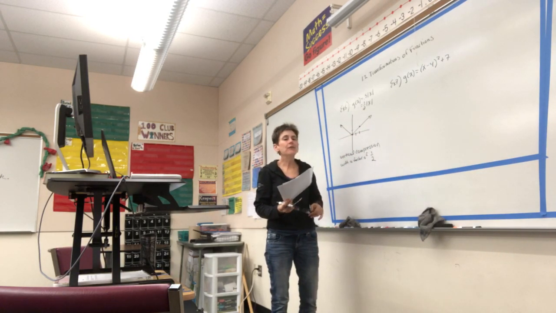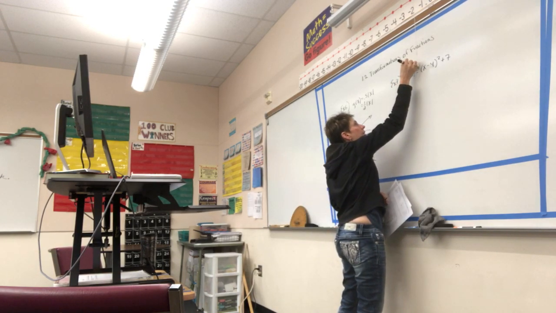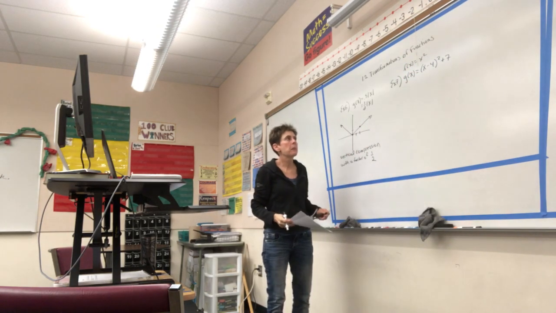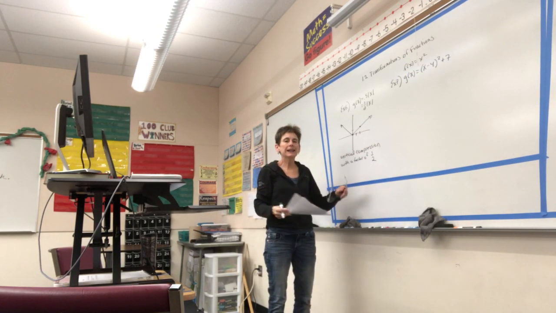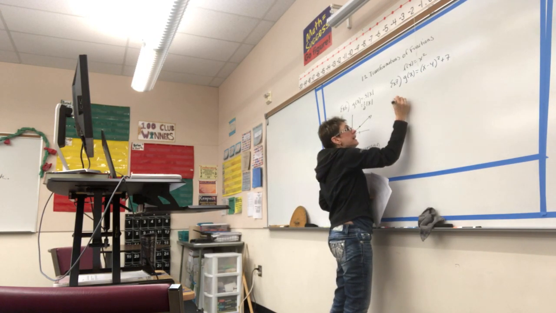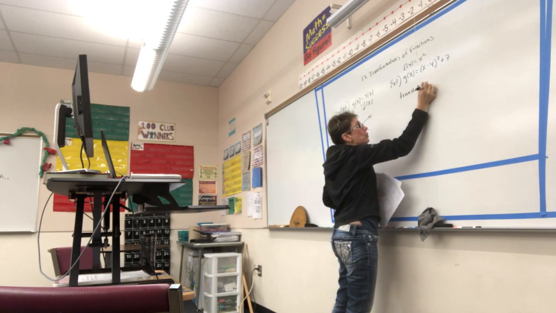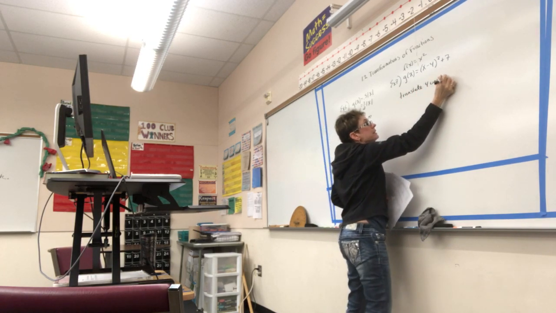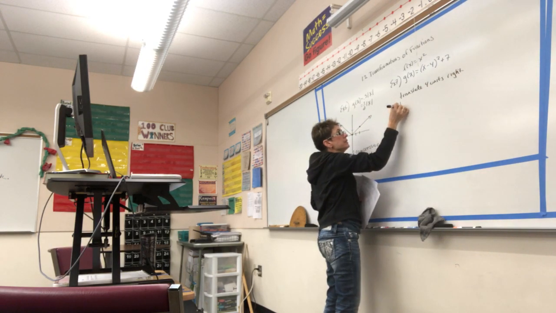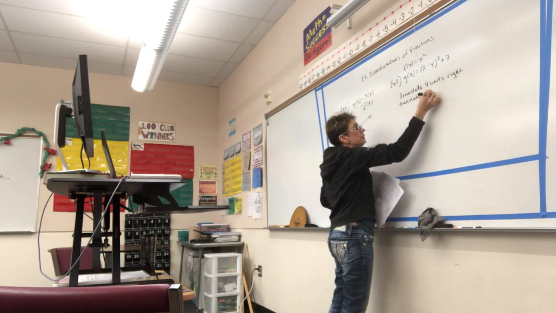So what have we done to the parent function, which we can call f of x equals x squared, to get g of x? If we look back to the general rules that we wrote down, we can see that the 4 next to the x is going to translate the function 4 units right. And then the 7 on its own is going to translate 7 units up.